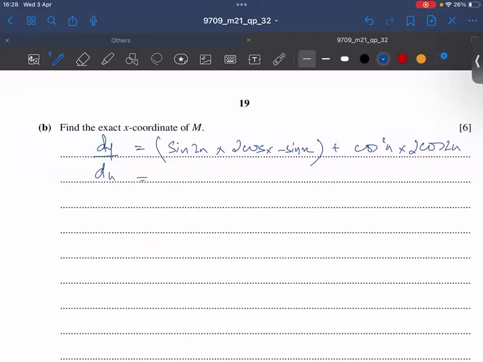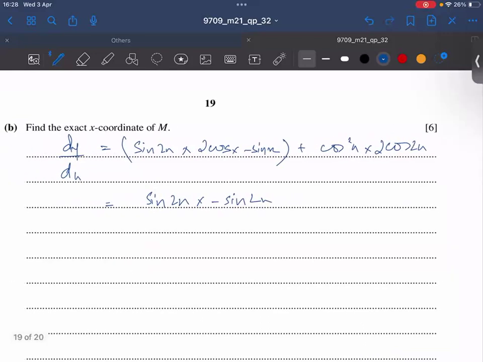So you're going to get minus sine 2x into minus 2 sine x cos x, so into sine 2x, plus 2 cos square x cos 2x. This is going to be minus sine square 2x plus 2 cos square x cos 2x.